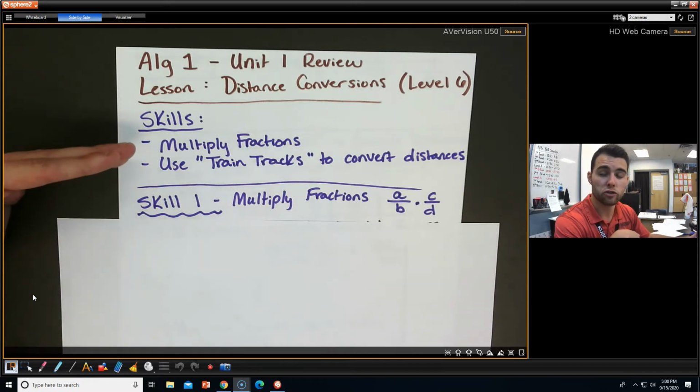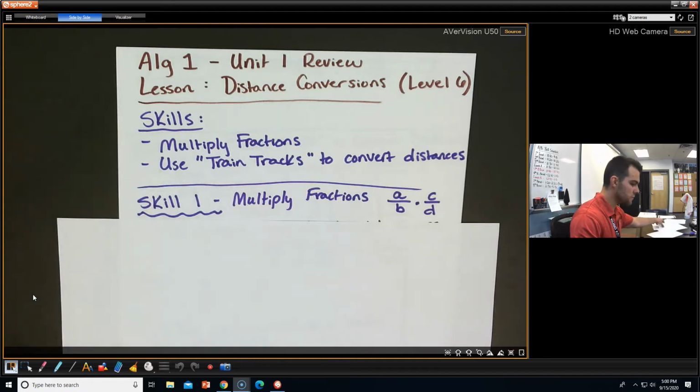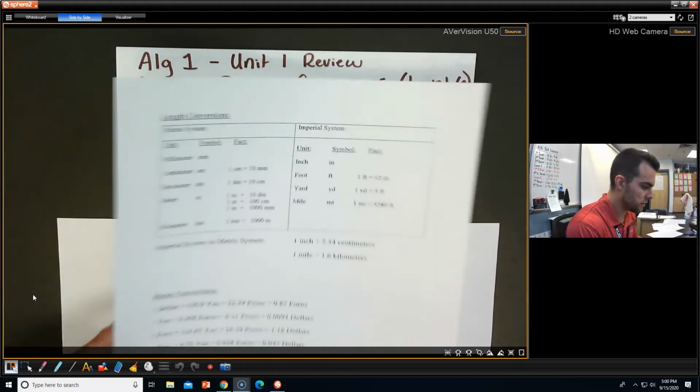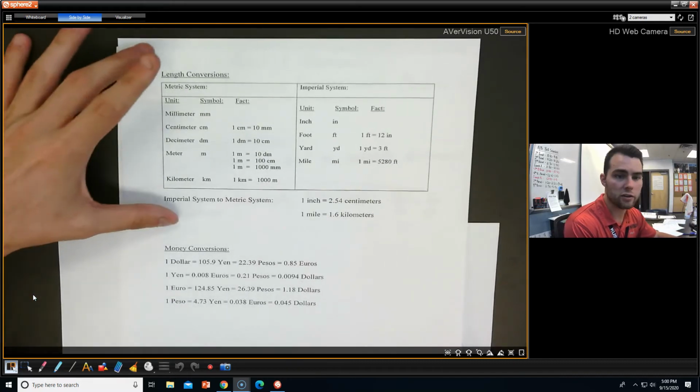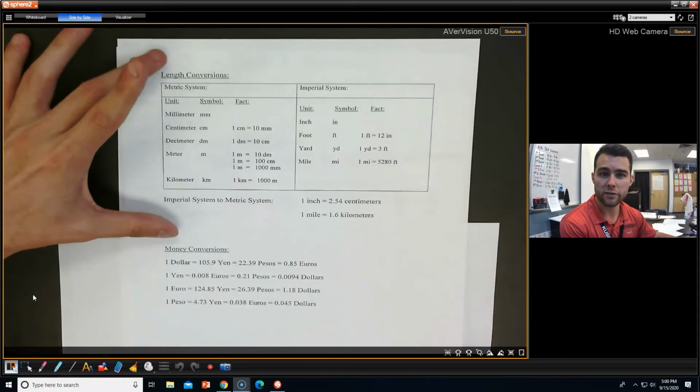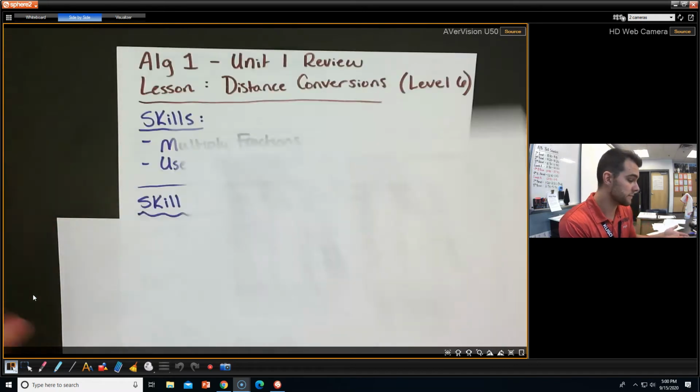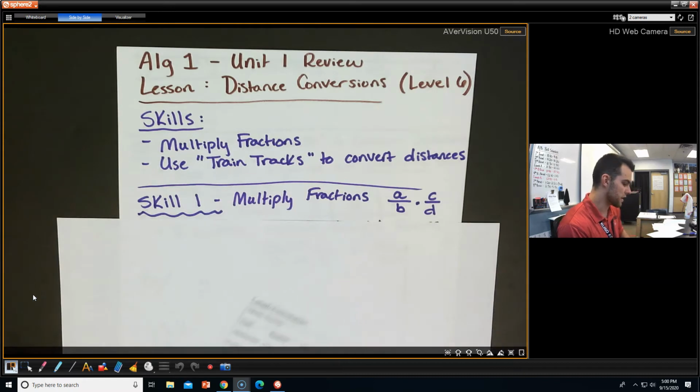And I'll show you this train track method, which is really good for converting distances. Also, if you haven't already, you should have this sheet, okay? This is your money conversions and your length conversions. We're going to be using the length conversions today for obvious reasons, okay? We're talking about distance. So we'll be referring to it.